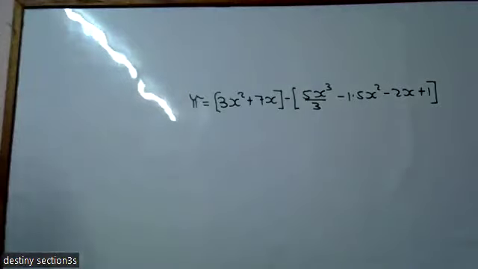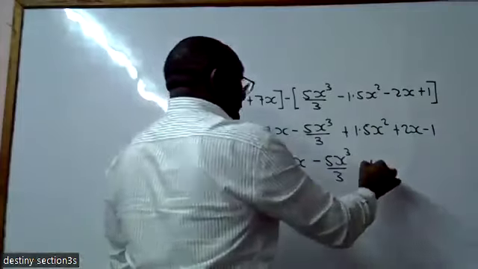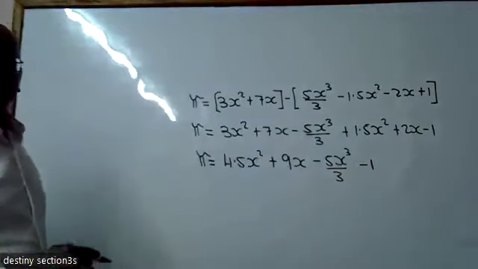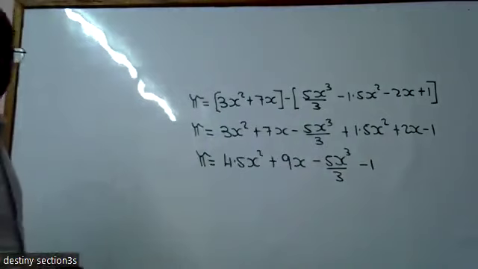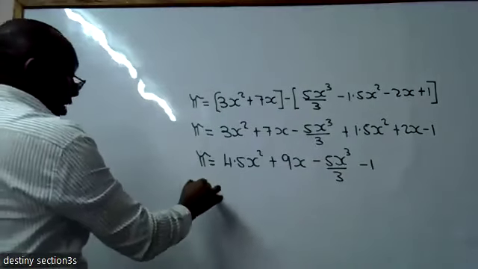So let's put like terms together. When you put like terms together, this x squared and this one, you get 4.5x squared. Then this 7 and this 2, that becomes 9. Then this one is on its own, 5x cubed out of 3. And then minus 1.